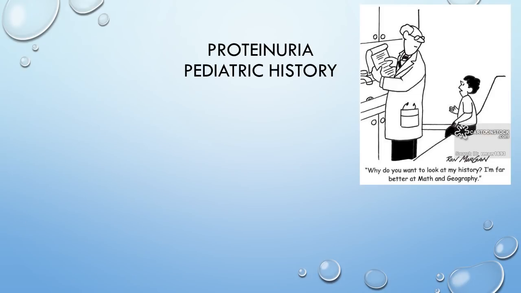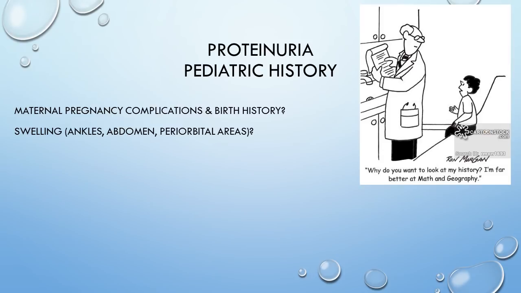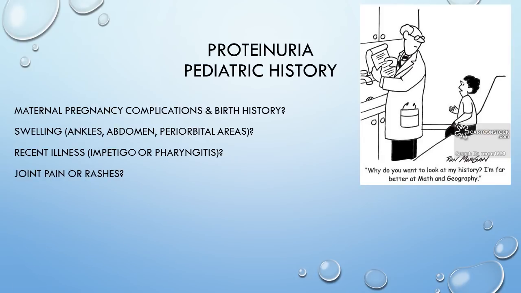In gathering our history, we want to talk about maternal pregnancy complications and the child's birth history. We want to ask if they have noticed any edema, so ankles, abdomen, periorbital areas, genitalia. Any recent illnesses? Have they had things like impetigo or pharyngitis, right? So looking for that post-streptococcal glomerulonephritis. Do they have any joint pain or rashes that may give us a clue into other causes of proteinuria?